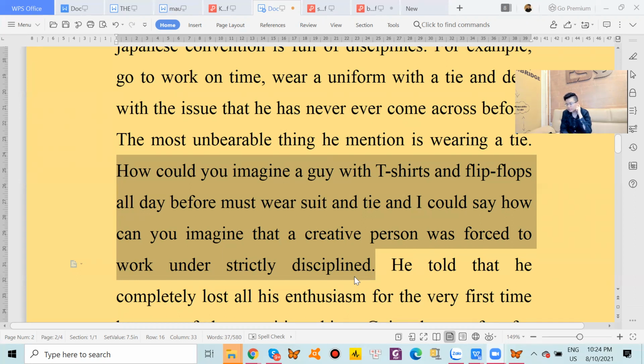The second one, that is, how can you imagine? Because this is not spoken English. If you say that, how can you imagine, yeah, it's okay for spoken English.